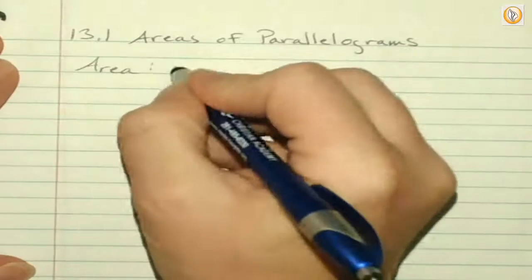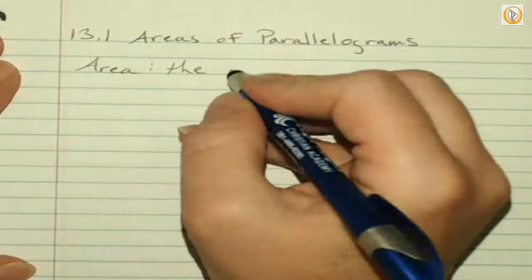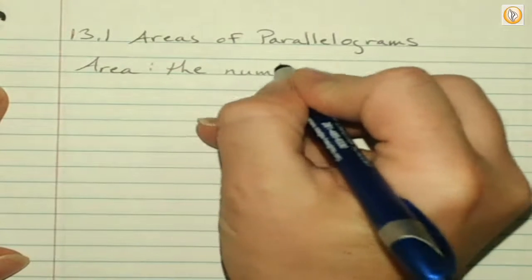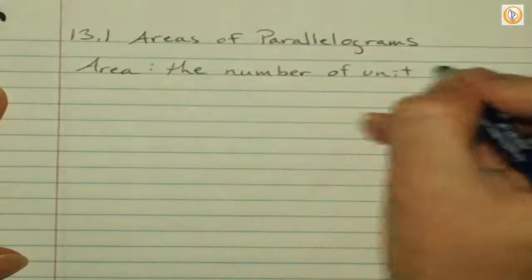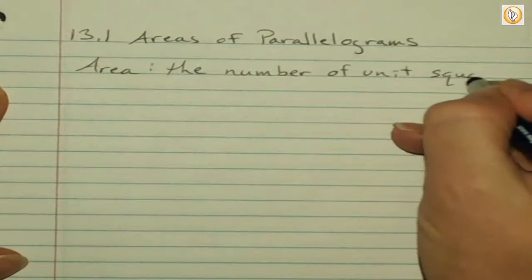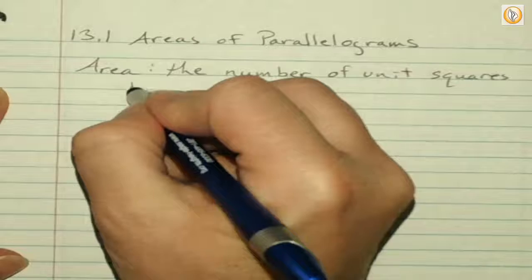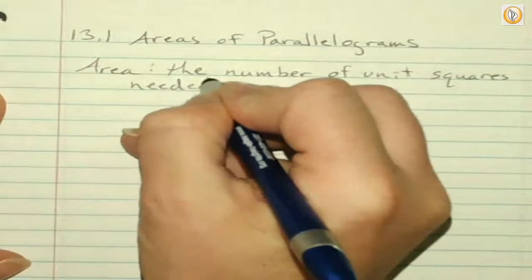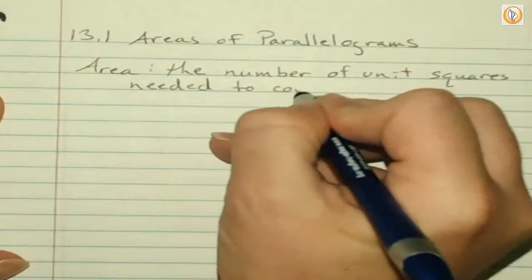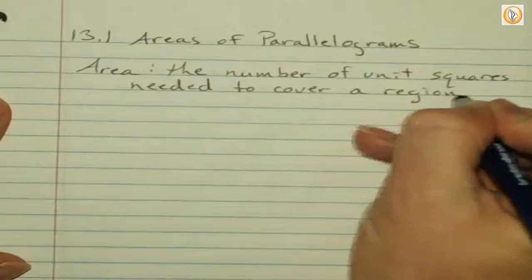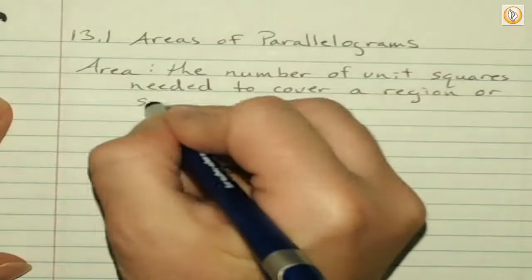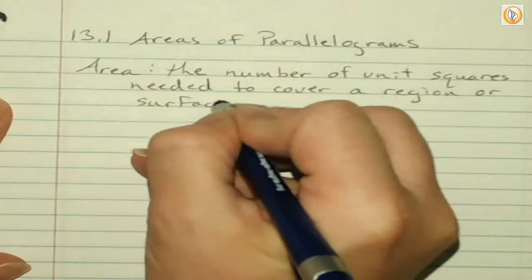Area is the number of unit squares needed to cover a region or surface.